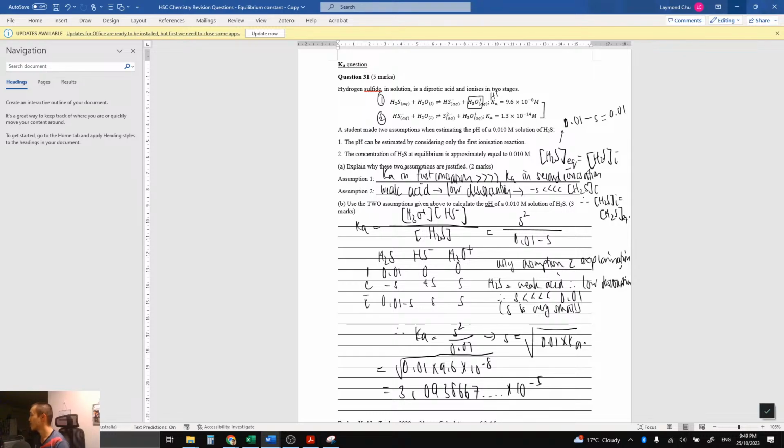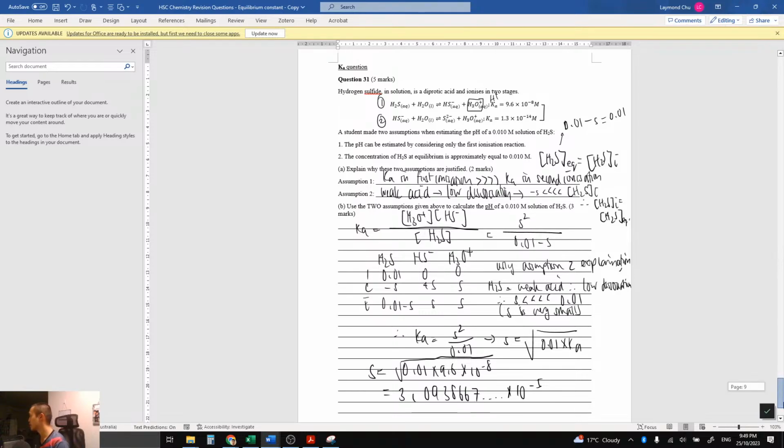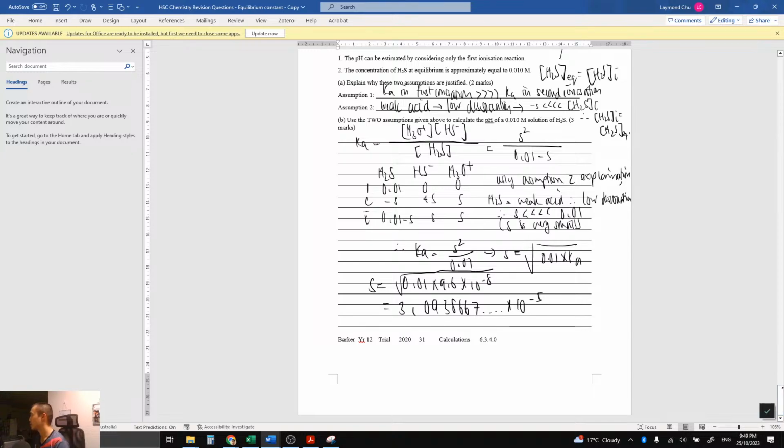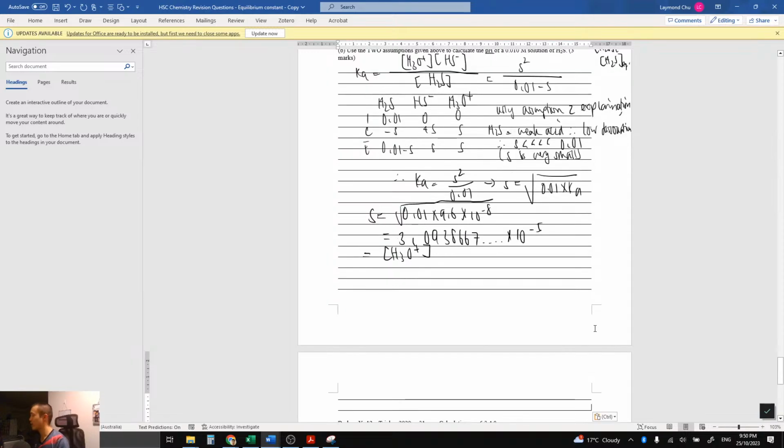Sorry, what are we trying to solve? We're trying to solve for S here. S is the solubility or ionization. So what does S equal to? S is actually equal to our concentration of H3O+. So we'll sub it into our pH equation, which is on the data sheet if you forget. But hopefully you guys have used it long enough to memorize it off by heart.